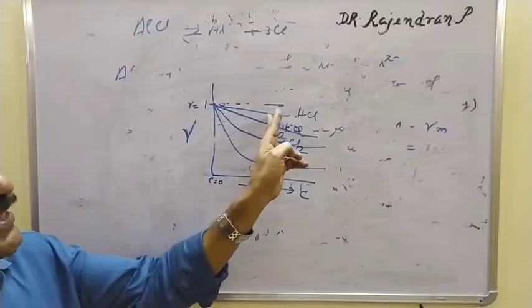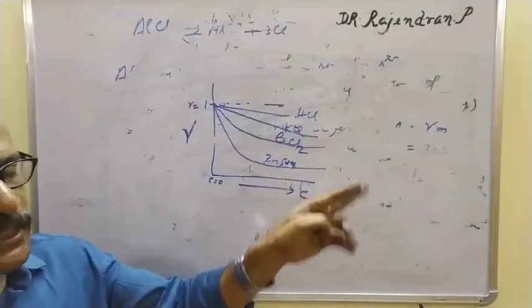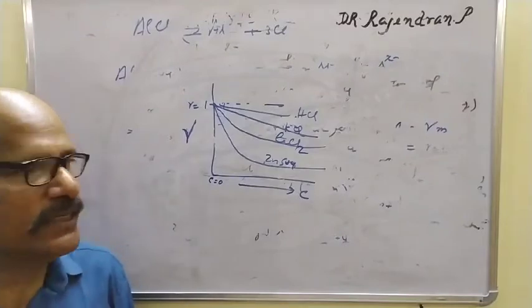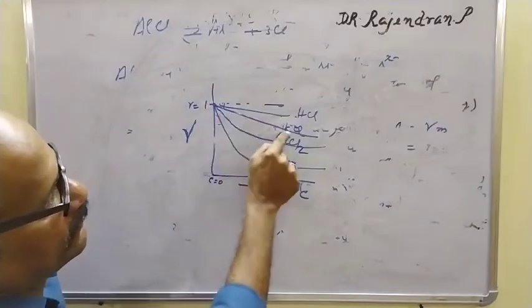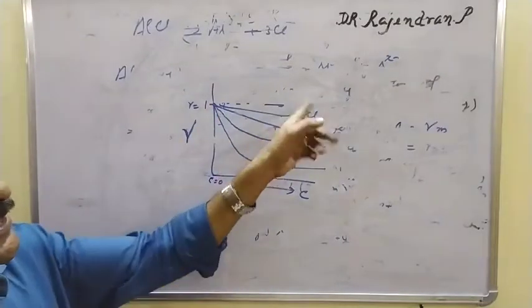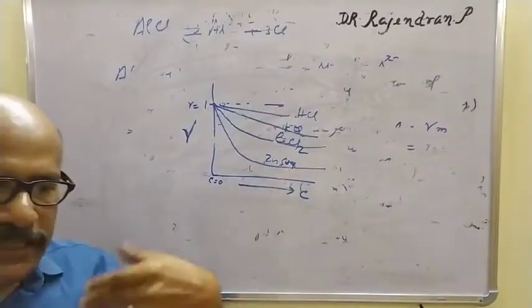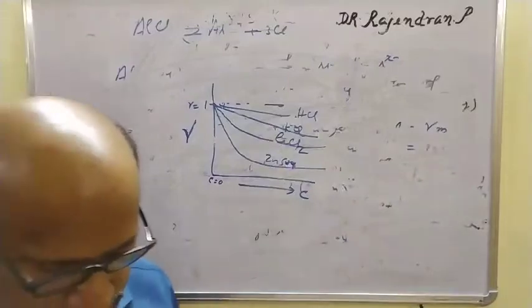The second point is that in the case of electrolytes like HCl, KCl, NaCl, etc., which are univalent, the deviation is less. It decreases from 1 very slowly only. But in the case of uni-divalent, di-divalent electrolytes, etc., the deviation is very high. Okay, thank you very much.